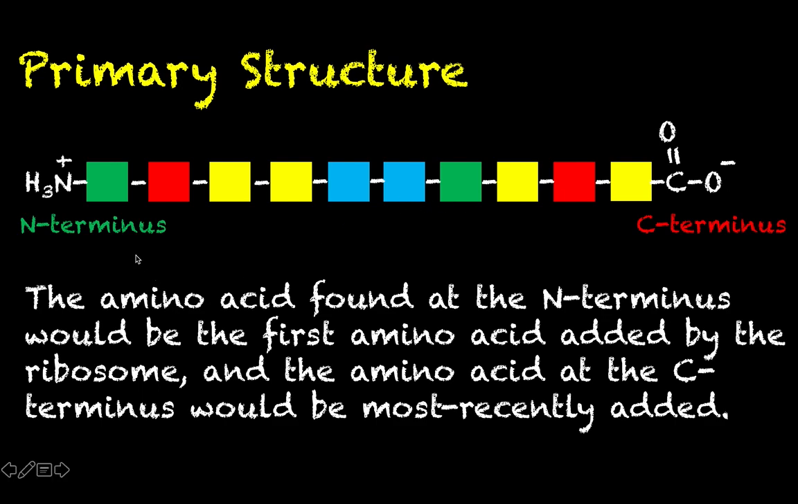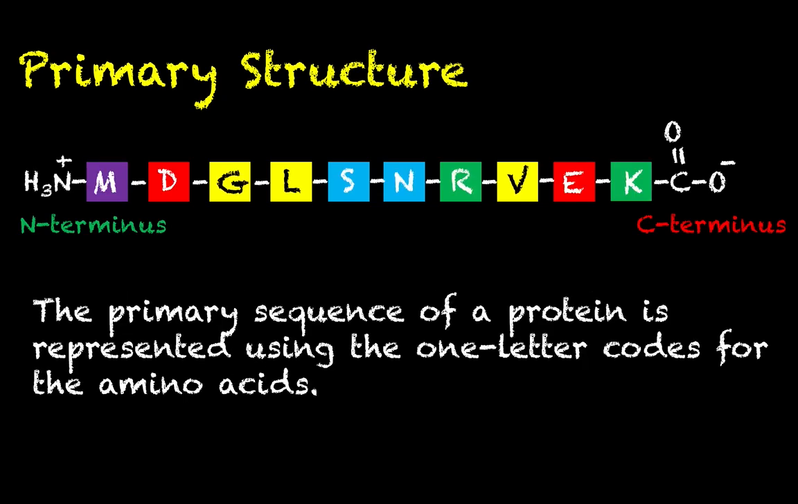So what we're going to see here is that the first amino acid that is added by the ribosome is found at the N-terminus, and the most recently added or last amino acid that was added by the ribosome is found at the C-terminus. In a future video, we will emphasize this point even more, but what this tells us is that proteins are built in the direction from the N-terminus to the C-terminus. So whichever amino acid is at the N-terminus, that was the first amino acid that was added and the first amino acid that was found in the genetic code.